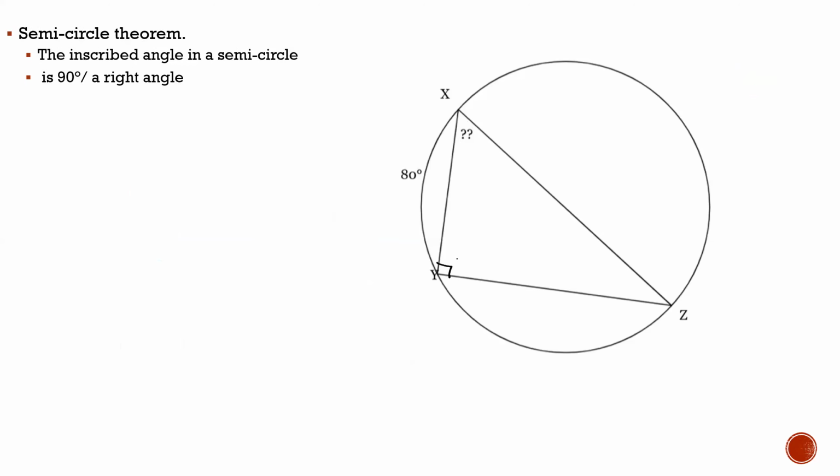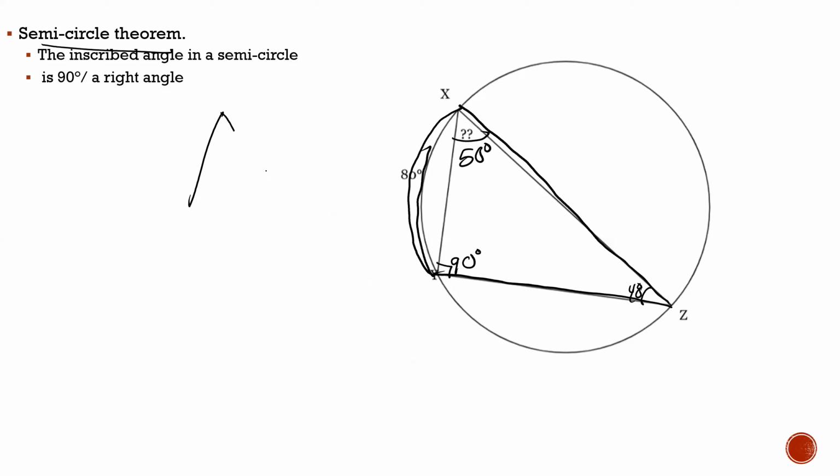So we have 90. Why? Because of the semicircle theorem. This is 40 because we applied the inscribed angle theorem, where the inscribed angle is half of the intercepted arc. What's our intercepted arc here? This one that is 80 degrees. And then this angle here will be what's remaining. You subtract from 180, you have 50 degrees.